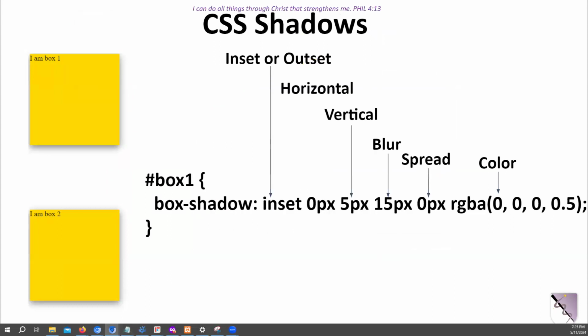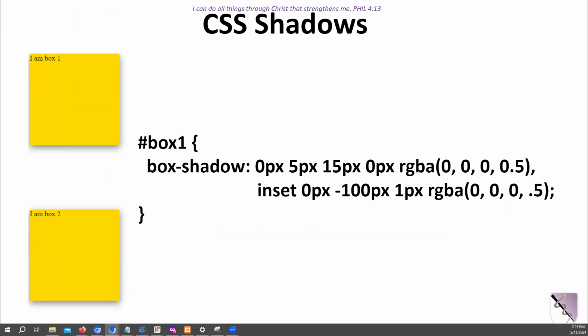So now we'll look at one more thing. We can also stack shadows on top of each other. So just like we can with background images, we can stack shadows. And whenever we stack shadows, a comma is used in between the lower and the upper shadow.